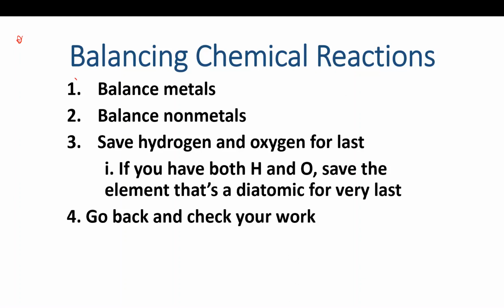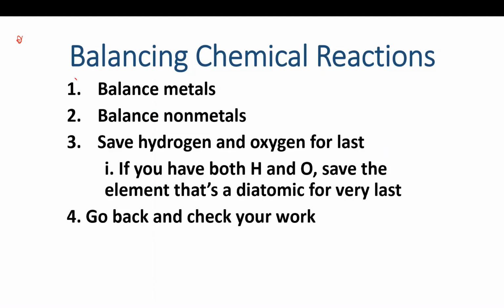All right, so I'm going to quickly go through the basic rules for balancing chemical reactions. We already know that with balancing chemical reactions, according to the law of conservation of mass, you have to have the same number of atoms on the left side, the reactant side, as you do on the product side, the right side. So I just go through basically step by step which ones you should do first.